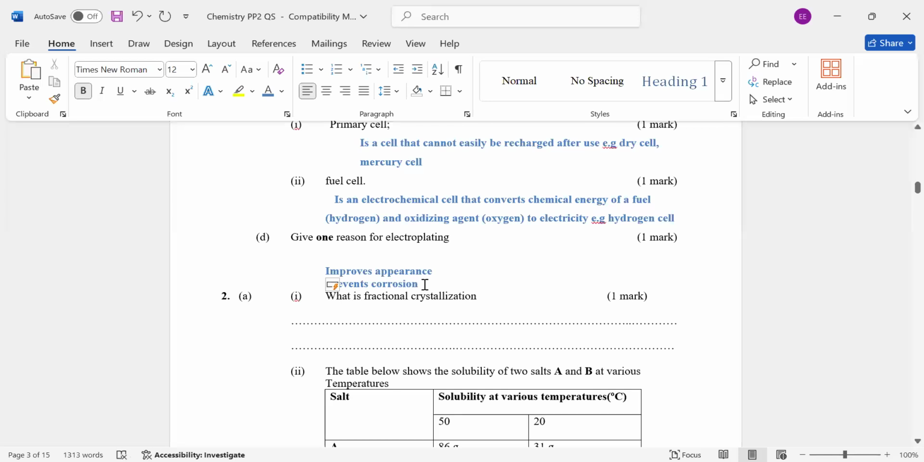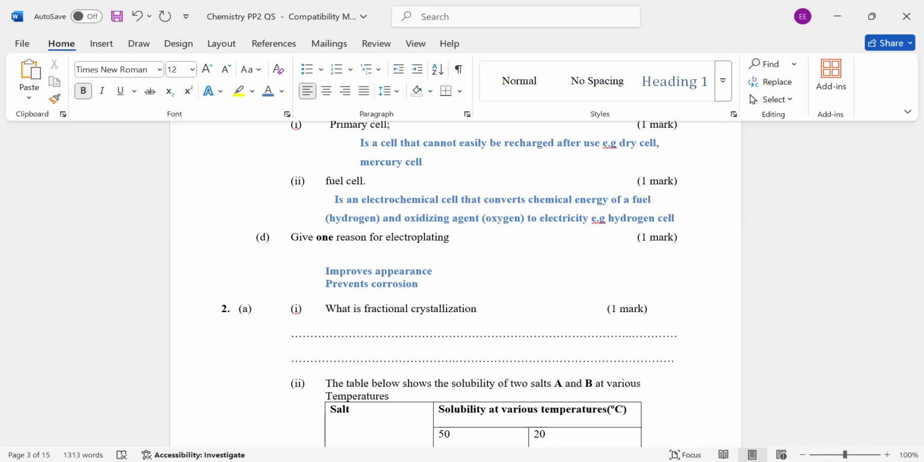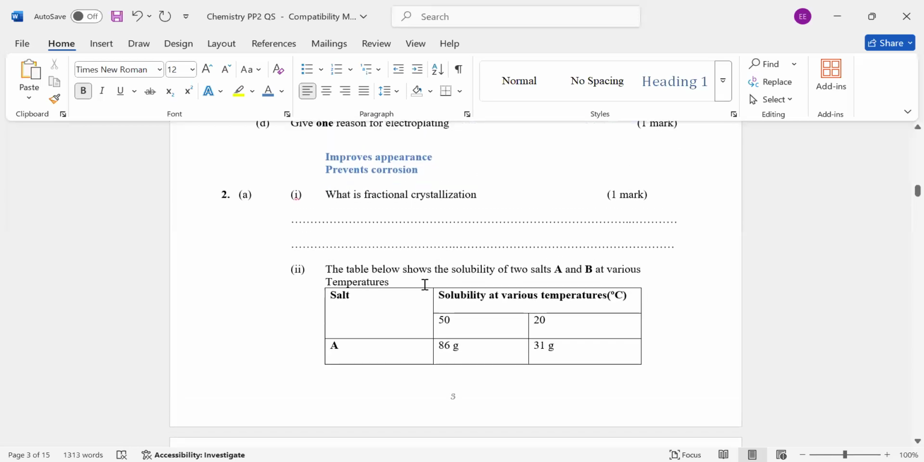Unless there is a question, I would like to put an end to question 1. Any question on electrochemistry that we've done so far? Electrochemical cell, some of the things that we've done so far. If not, let's look at the second question. What is fractional crystallization?